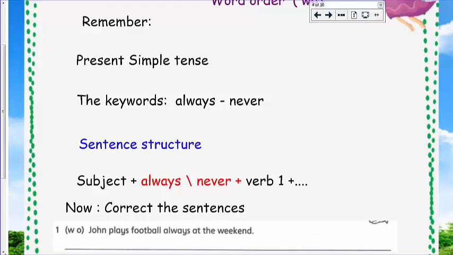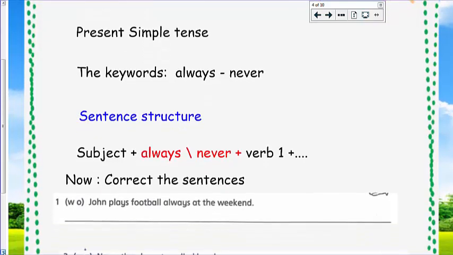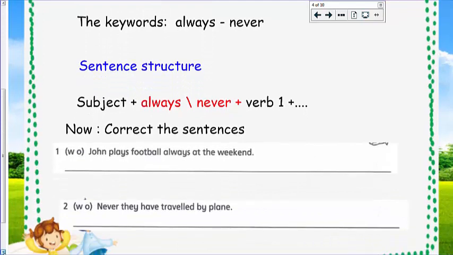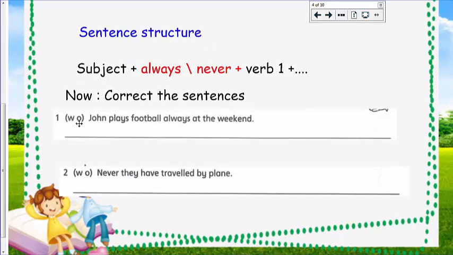If you want to correct the first 2 sentences, number 1, look at the abbreviation WO. It means you have a mistake in the word order. John plays football always at the weekend. You can notice that the word always is in the wrong place, so you have to put it in the correct place, and the correct place will be after John. John always plays football at the weekend.